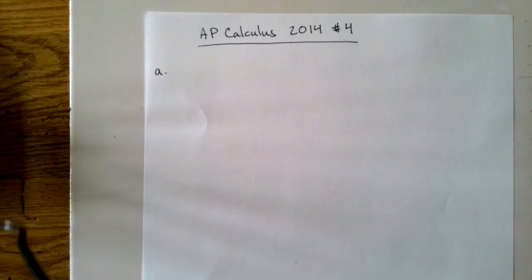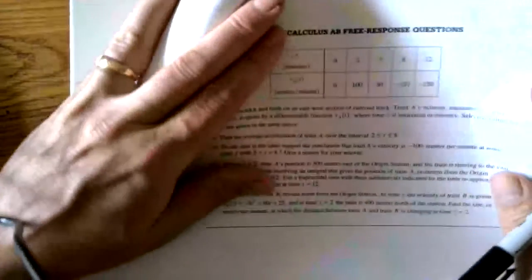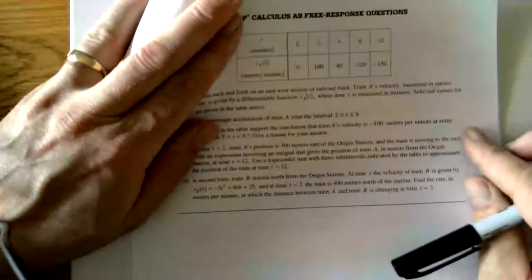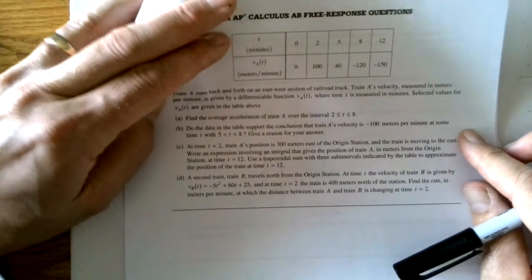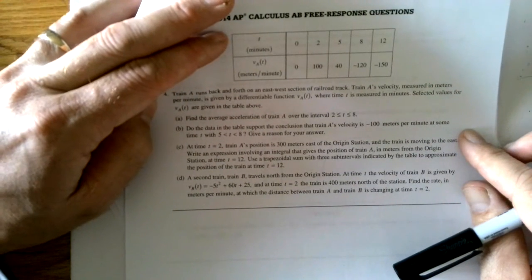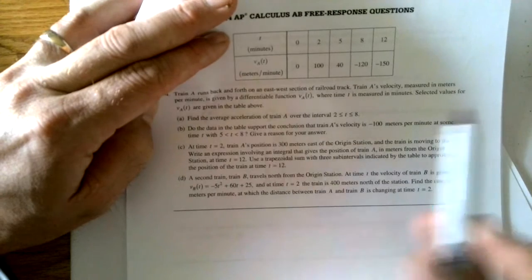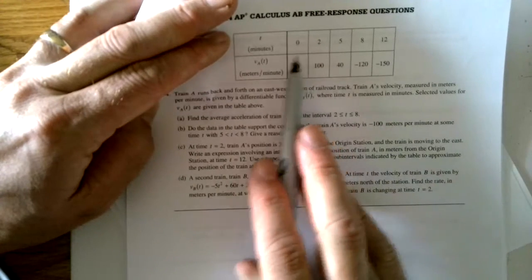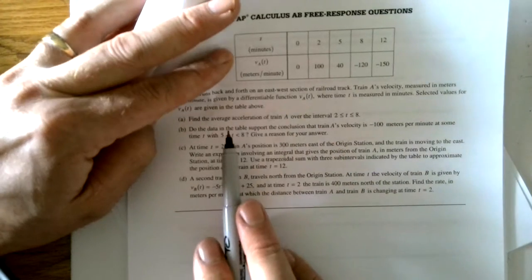Okay, calculus. We've got a problem here. It's a great problem. It involves a table. I really think you're going to possibly get a problem that involves a table. You can see here that the train runs back and forth, east to west, and you're given the velocity function.